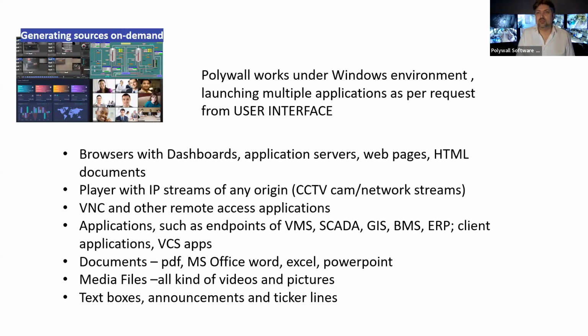Second point, Polywall can run the players. So IP streams from any origin. It can be the encoder inside the network connected to some workstation. It can be an IP camera stream of any origin, usual RTSP, RTP, RTMP. It can be an NDI source. It can be an ONVIF source. So all types of network sources from IP cameras are supported, and playback on the controller without any additional decoder devices.